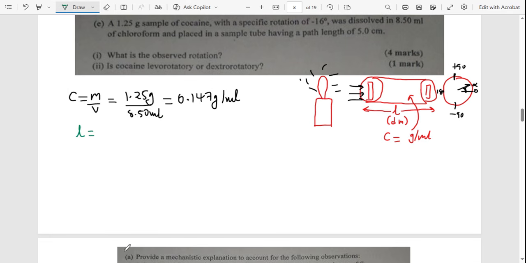The next thing that you want to do is, what is the length of the tube? The length of the tube, we've already been given that it is 5 centimeters. But make sure that this is in decimeters. Okay? So you multiply. In 1 decimeter you have got 10 centimeters. So I've got a centimeter down and then a decimeter on top. So 1 decimeter, 10 centimeters. So this will cancel with that. This is going to give us 0.5 decimeters. Okay. And then now you use the equation for the observed rotation. The question is asking for A, what is the observed rotation?